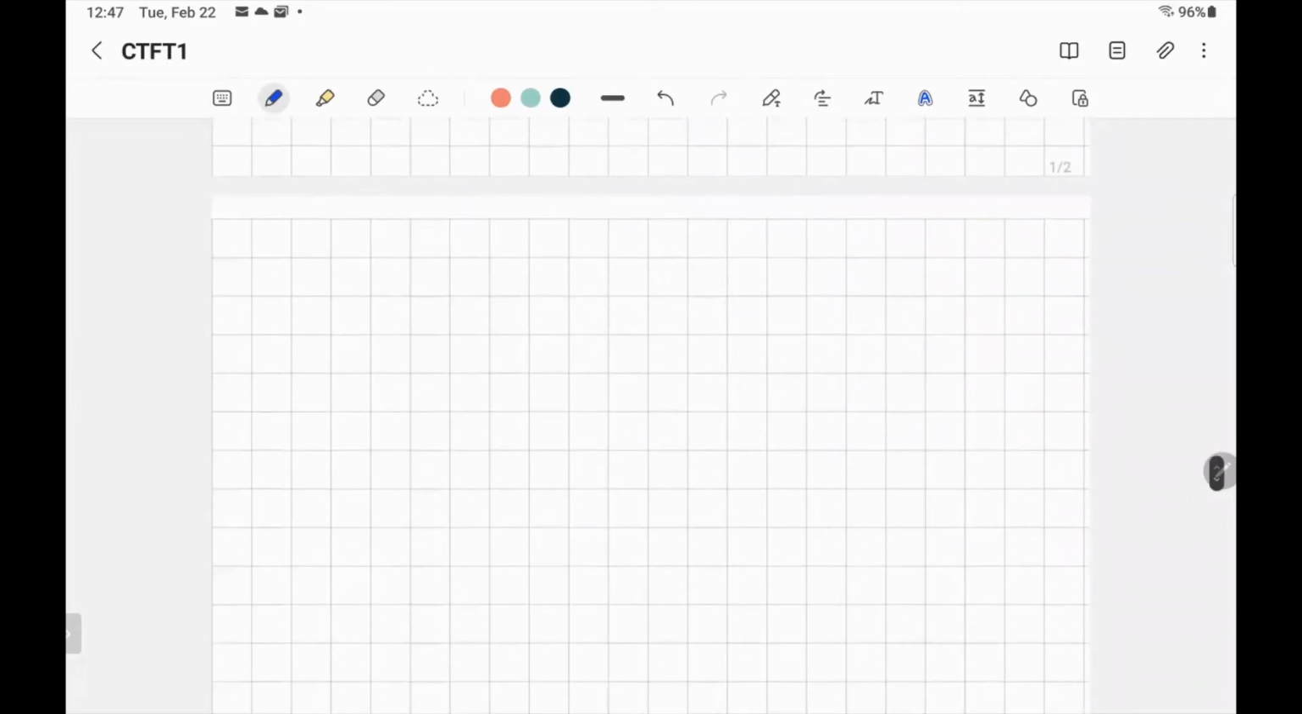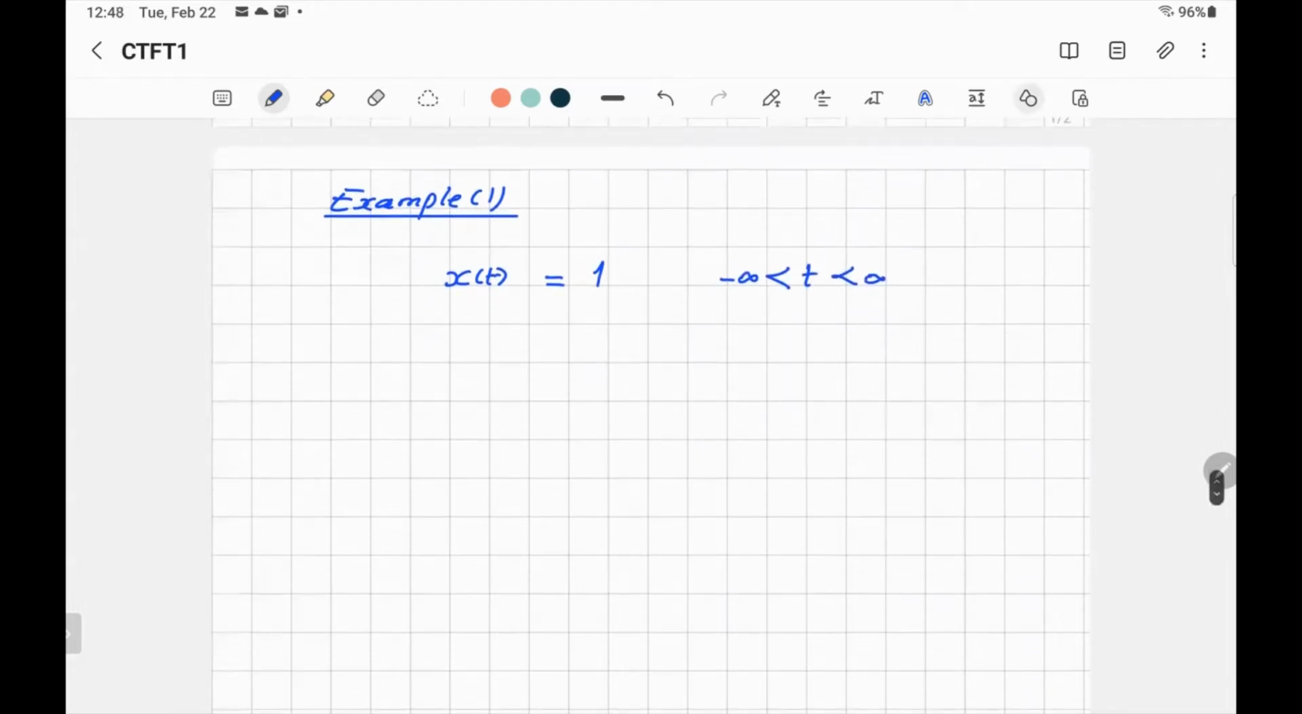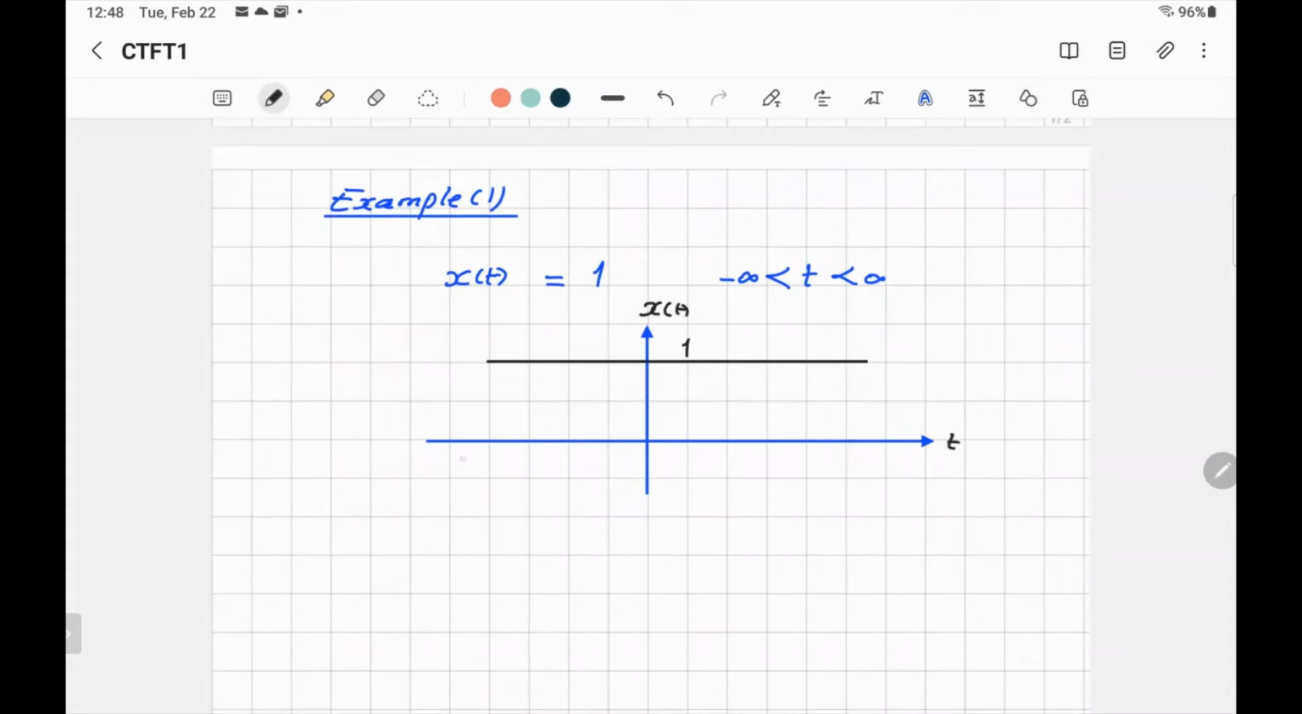Let's take one example of something that doesn't have finite energy or finite integration. Let's look at this example. x of t is defined as equal to 1 for all t from negative infinity to infinity. If you sketch this function, you will find something like that. It's 1, from negative infinity to infinity. Obviously, the area is infinite if you integrate, so obviously it will not have a Fourier transform.